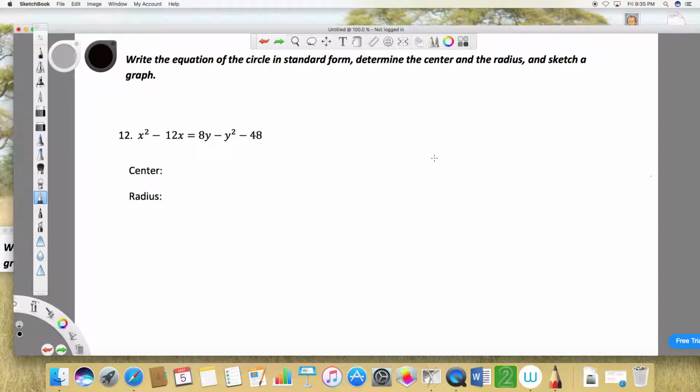So whenever we have a circle, we want all the variables on one side of the equation and the constants on the other side. So let's take a look here. We've got x squared minus 12x. I'm going to give myself a little bit of room, and I'm going to add y squared to both sides. I'm going to subtract 8y from both sides. I'm going to give myself a little bit of room, and I have negative 48.